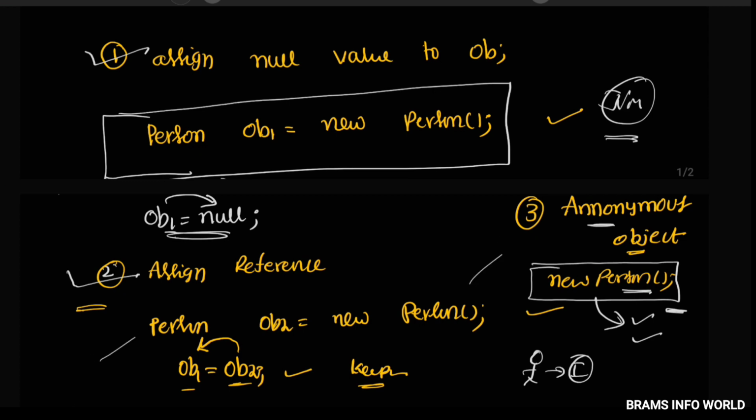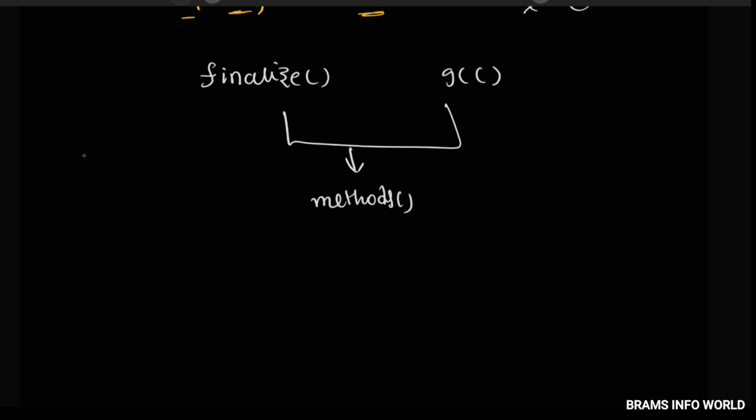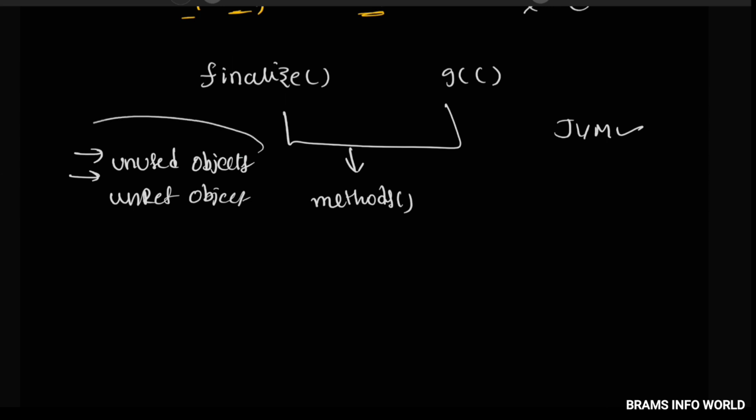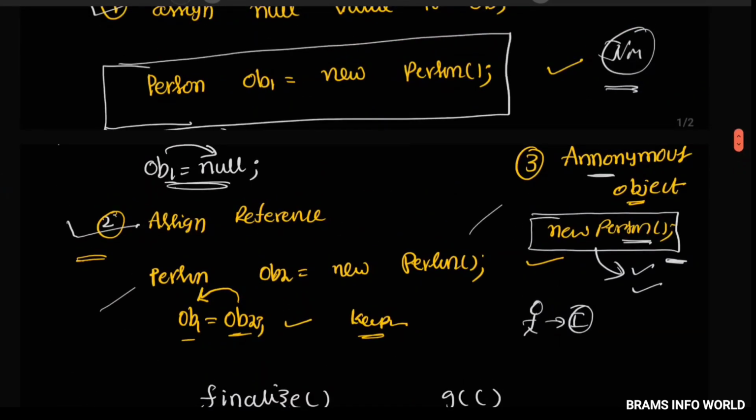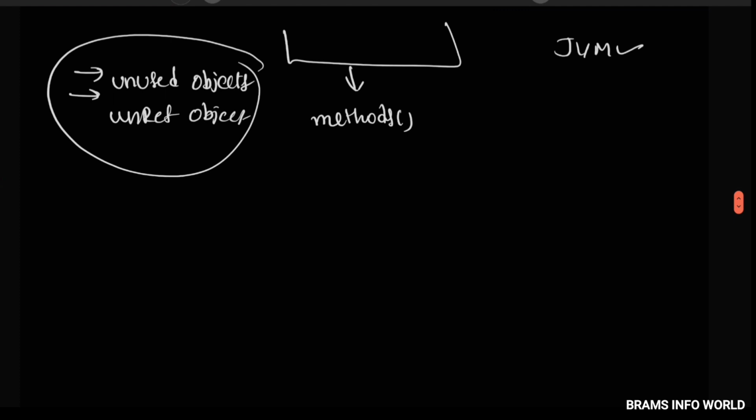To do this, we have two methods. The first method is called the finalize method, and the other is the GC method. So there are two methods in the Java language when you want to clean unused objects or unreferenced objects. Automatically everything is done by the JVM, but if you want to do this yourself, you have to apply this process, followed by these two methods: the finalize method and the GC method.